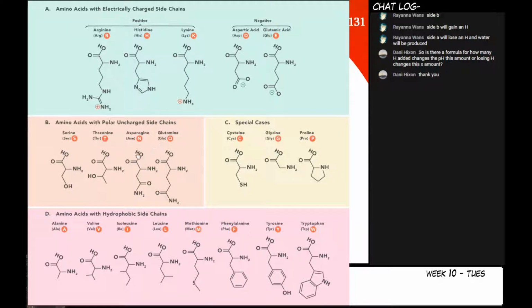So anything in category B. So this has an OH on it. This has an OH on it. If I got those two across from each other, I could hydrogen bond from one of these to one of these. There is an OH group in category D, tyrosine over here, and so you could make a hydrogen bond to that too.